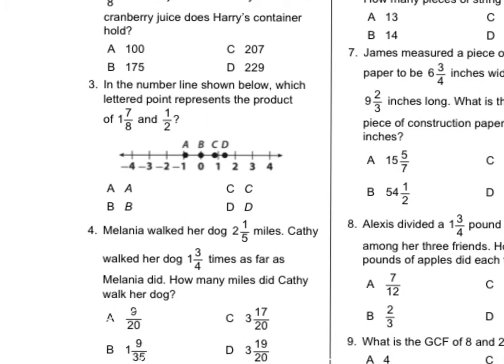Number 3, in the number line shown below, which letter point represents the product of 1 and 7/8 and 1/2? Product is the result of multiplication, so it's 1 and 7/8 times 1/2. Remember, you have to turn these into improper fractions. So that's going to be 15/8 times 1/2. There's no keep, flip, flip here because it's not division. It's multiplication. 15 times 1 is 15. 8 times 2 is 16. So the answer is 15/16.